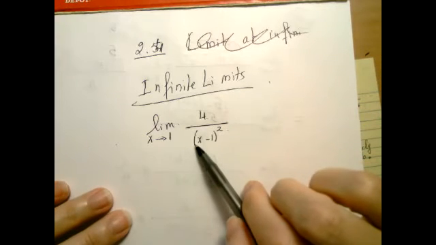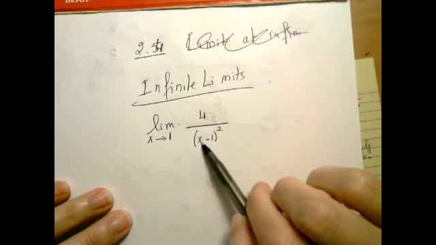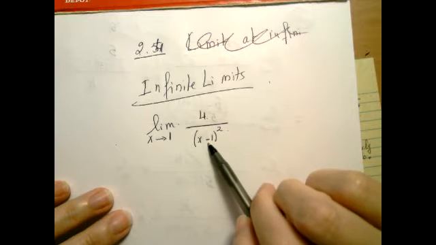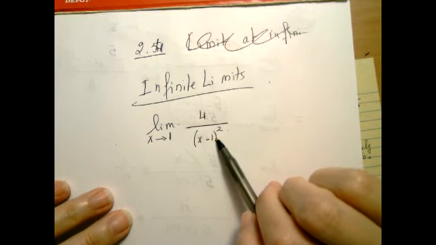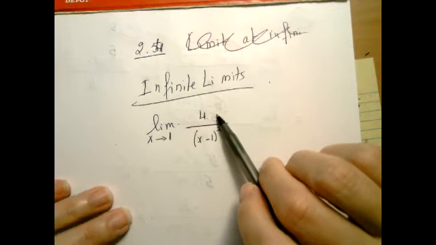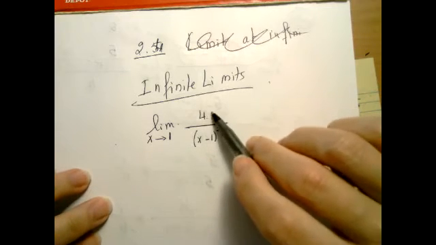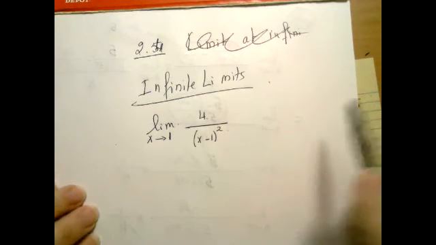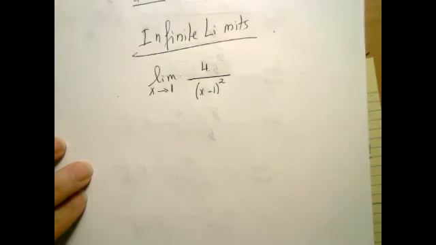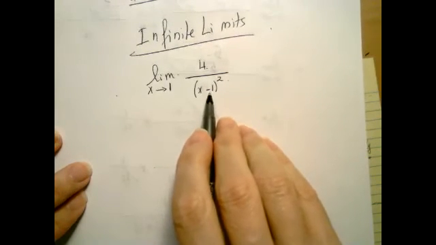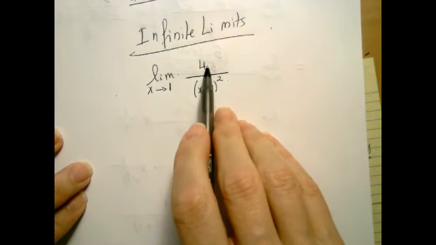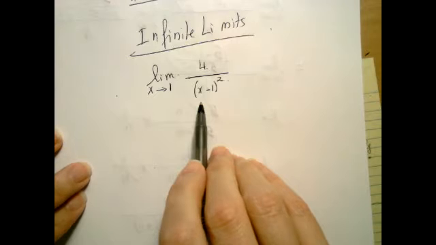When x becomes close to 1, x minus 1 becomes close to 0. So the denominator is becoming close to 0, but the numerator is 4, which is not 0. So what happens to the ratio when x becomes close to 1? The denominator is very small, so basically I'm going to have 4 over something very, very small.